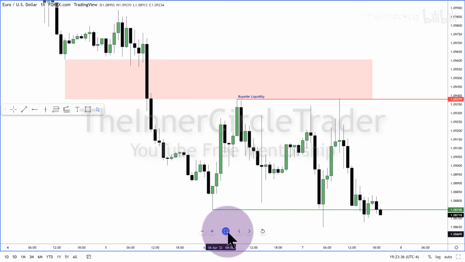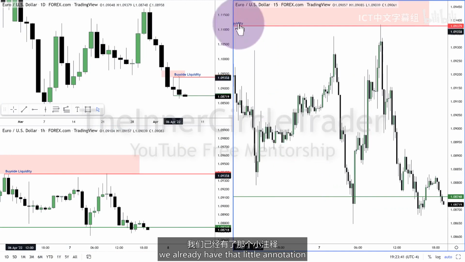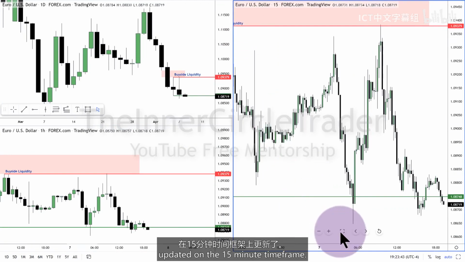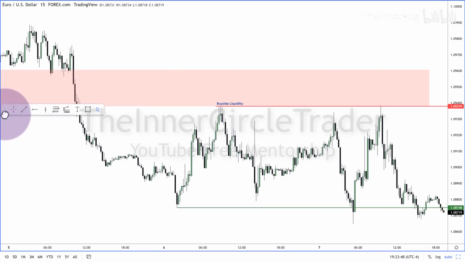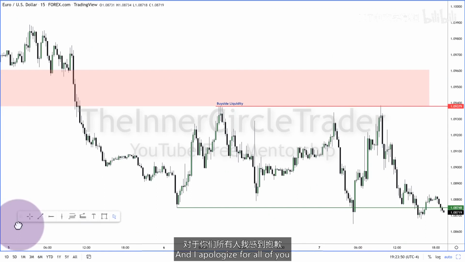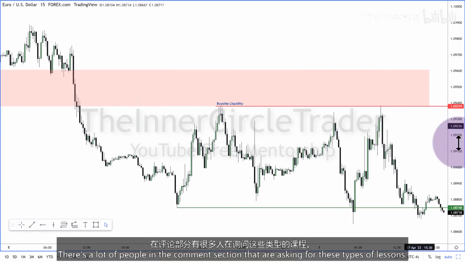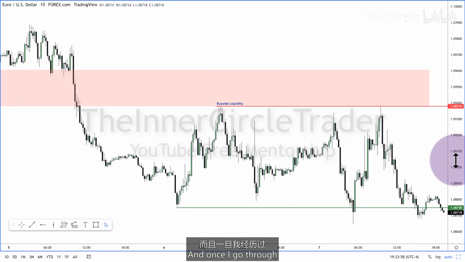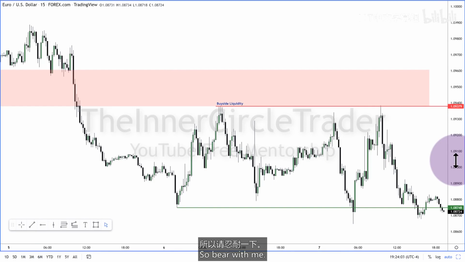Let's go to the 15-minute time frame here. And as you can see, we already have that little annotation updated on the 15-minute time frame. So now here's the 15-minute time frame. And I apologize for all of you that would otherwise know how to do this, but obviously it's a mentorship, right? And there's a lot of people in the comment section that are asking for these types of lessons. And once I go through this episode, we won't ever have to revisit it again. Okay, so bear with me, okay?